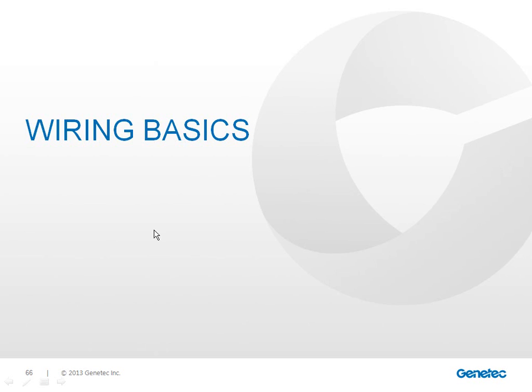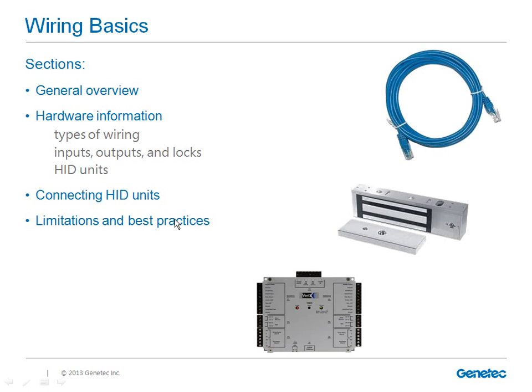Okay, so we're going to move on to our last section for today, on the basics of access control wiring. In this section we're going to take a look at a general overview. We're going to see some important hardware information such as types of wiring, inputs, outputs, and locks, and then HID units. And then we're going to take a look at a few tips for connecting the HID units. And finally we'll have a few limitations and best practices.